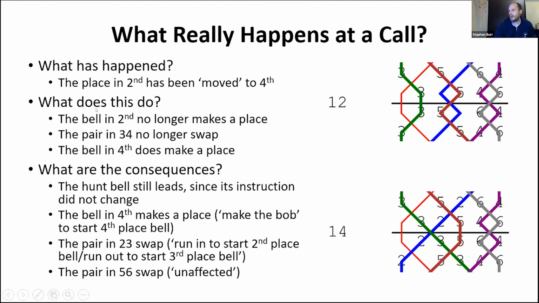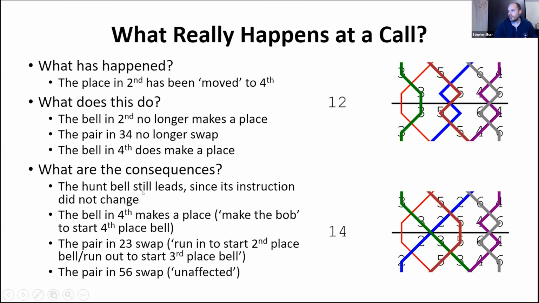What effect does this have on the bells? So clearly the bell that was about to make seconds no longer makes that place. The pair that we're going to dodge in 3, 4, they can't swap anymore because there's a place going on in fourths. And the bell that happens to be in fourths at the start of this change, the top row of this change, that bell has to make the place in fourths. So this is what this 1, 4 means in terms of the bells that were about to do a 1, 2.